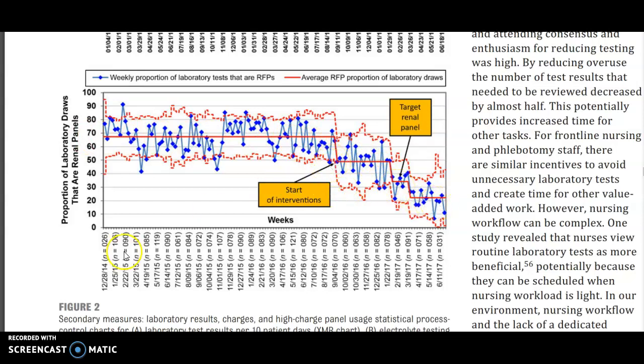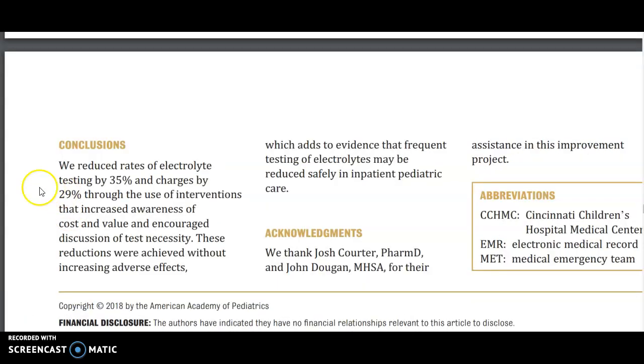So in terms of renal panel draws, it does look like there was a decreasing portion of renal panel draws after the intervention started. Okay, and zipping down to the conclusions, they cleanly summarize by saying they did reduce the rates of electrolyte testing, 35% in the actual charges. I think they put a dollar figure to it, which was a fairly substantial dollar amount, which I'm sure would attract certain parties at that hospital or on the board.